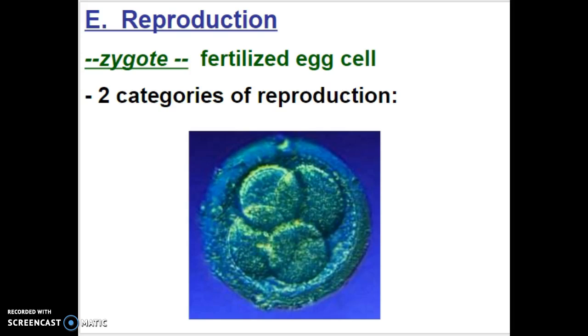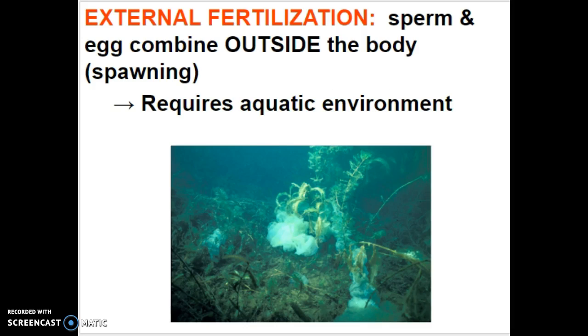Animal reproduction. All animal reproduction, of course, is sexual reproduction. So we begin at the very early stages of reproduction with the zygote, where one sperm meets an egg and we have a fertilized egg cell. There are two different ways that we can form a zygote for animals. One is what's called external fertilization. Sometimes it's called spawning. This is where sperm and egg combine outside of the body. This requires an aquatic environment. Both sperm and egg can't dry out, because once they do, they're no longer viable for reproduction.